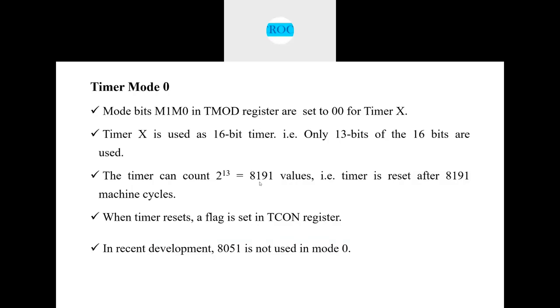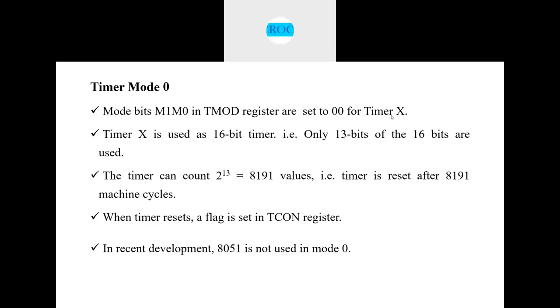Whenever it reaches the maximum, since it is only 13 bits, the maximum machine cycles it can count is 8191. And whenever it reaches this value, what will happen? It will overflow to 00. Since it overflows to 00, it will set the overflow flag in the TCON register.